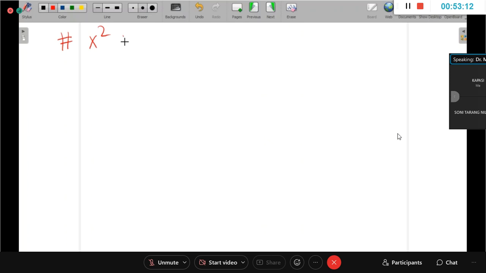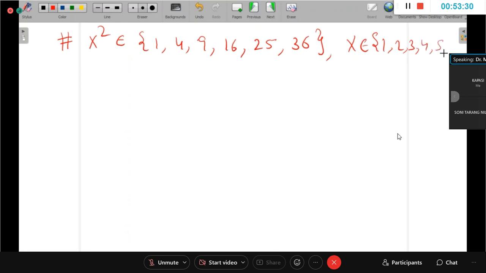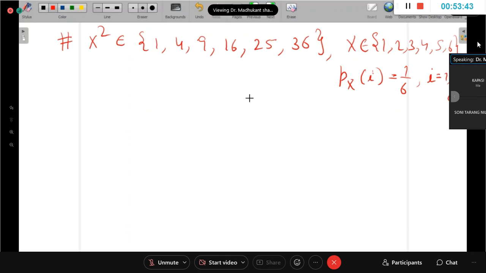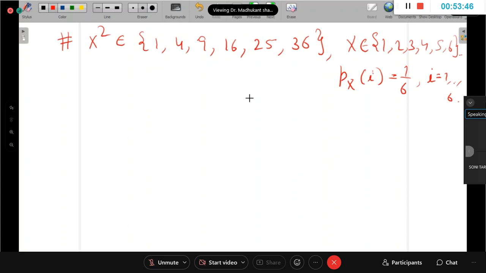So let's consider the case x square. For that exercise, x square belongs to 1, 4, 9, 16, 25, 36. x belongs to 1, 2, 3, 4, 5, 6, and you have px of i equals 1 by 6, for i equals 1 to 6. This is all given to you. Now, I am interested in the expectation of x square.